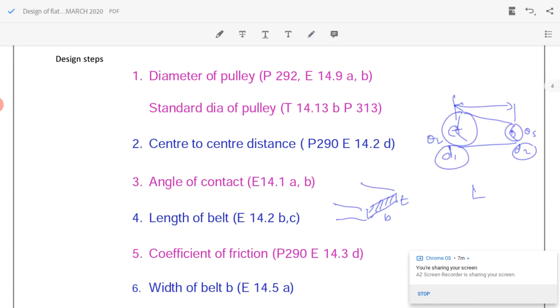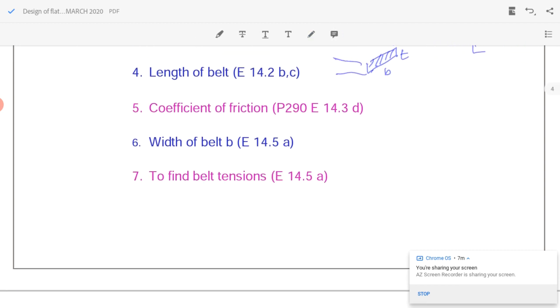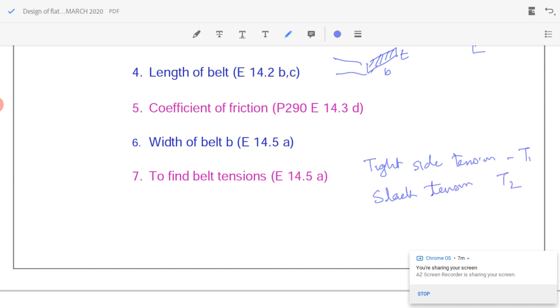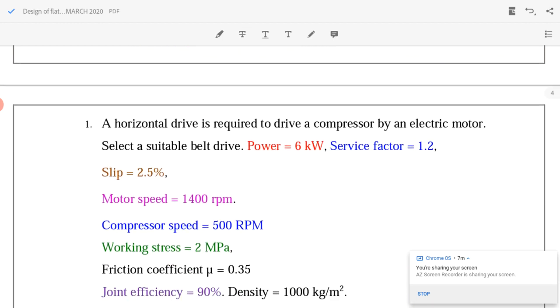Then, as we have already seen, we have to find the belt tensions. Maximum tension, that is the tight side tension, is denoted by T1, and slack side tension, which is lower value, slack side tension T2, and there should be some initial tension, that is denoted by T0. We can see how to find all this in a problem.